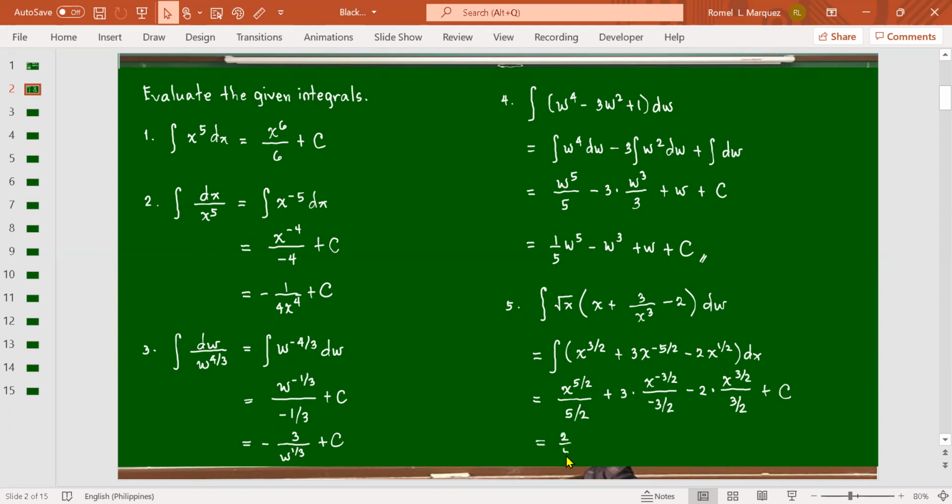So simplifying, we have 2/5 of x to the 5 halves, and then plus negative, no? The 3 here cancels out, so it becomes positive 2 here times negative, so negative 2 x to the negative 3 halves. But x to the negative 3 halves is what? When you bring it down, it is x to the 3 halves in the denominator, no? Minus 4 over 3. Okay, guys? Is that correct? 4 over 3, right? This denominator here is multiplied by 2. So minus 4/3 x to the 3 halves. Then plus c. Get it, guys?